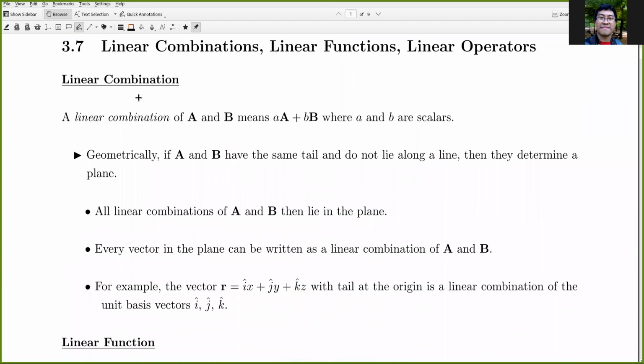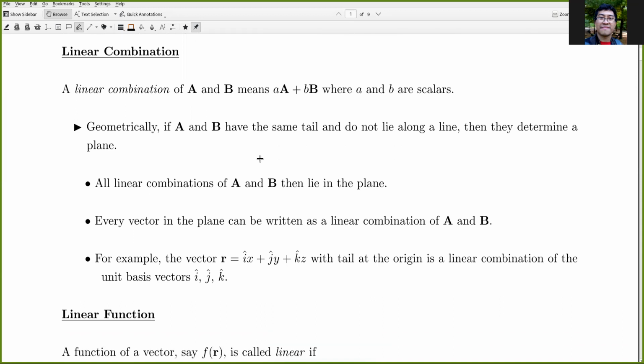To define linear combination, if you have vectors A and B, a linear combination means we have aA plus bB, where a and b are scalars. Geometrically, that means that if A and B have the same tail and do not lie along a line, then they determine a plane. Linear combinations of A and B then lie in the plane, and every vector in the plane can be written as a linear combination of A and B.